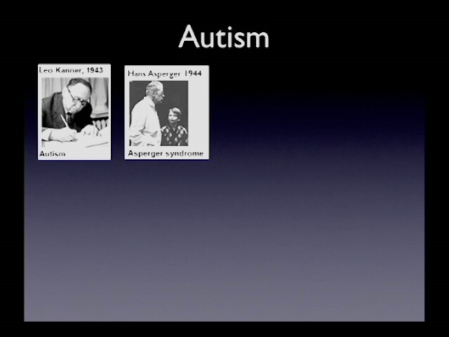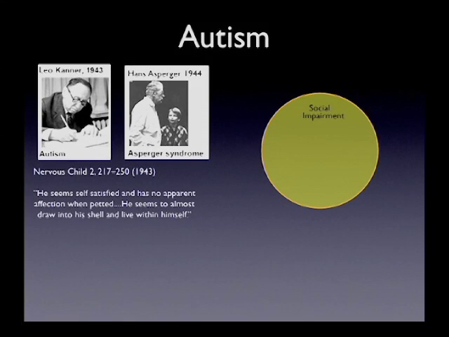In 1943, Leo Kanner published a paper in a journal called Nervous Child, which they don't call journals anymore, of course. And he talked about a patient called Donald. And he said of Donald that he seems self-satisfied. He has no apparent affection when petted. He seems to almost draw into a shell within himself.